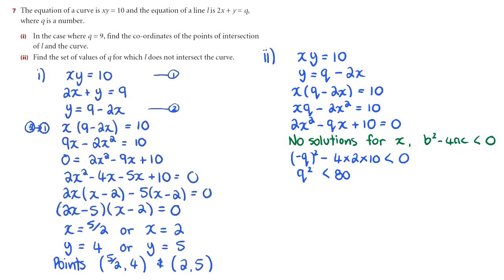Now you may be tempted to just square root both sides and do q is less than the square root of 80, which is around 8.9. Q is less than 8.9, and that's your answer, but you wouldn't be correct. That's a mistake. Or you may be tempted to do q is then less than plus or minus the square root of 80. And that again would be another mistake. So let's try and work out what's going on here.